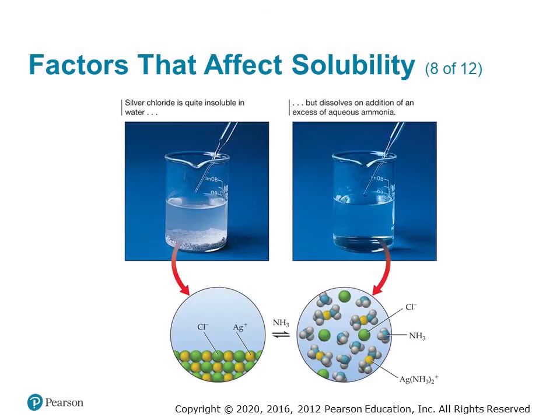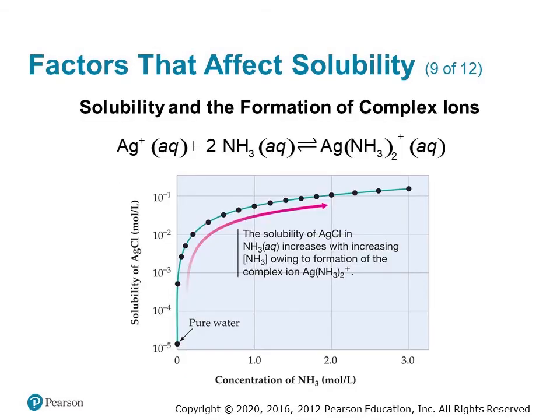The example here shows how this complex ion formation can affect solubility equilibria. For instance, AgCl, silver chloride, is extremely insoluble in water. Its KSP value is something on the order of 10 to the minus 10. However, if we take solid silver chloride and add an excess of aqueous ammonia to it, we can see that it dissolves quite readily. Since the silver ions form a complex with the ammonia, that effectively removes the silver ions from the silver chloride solubility equilibrium.